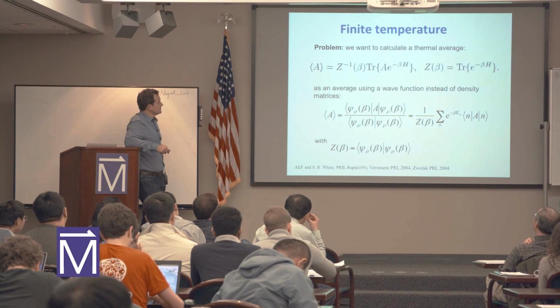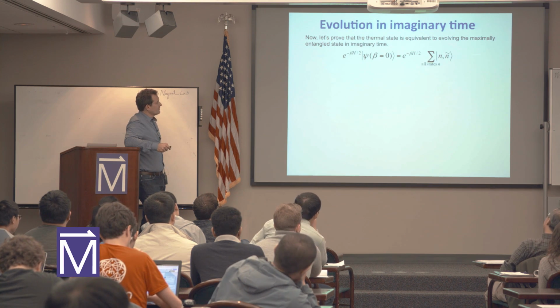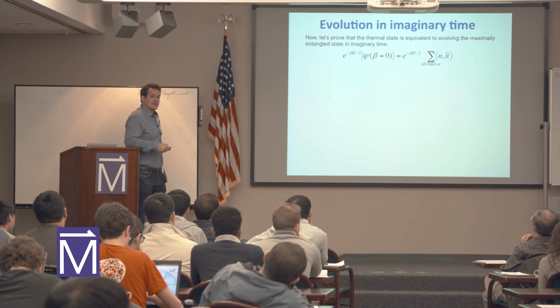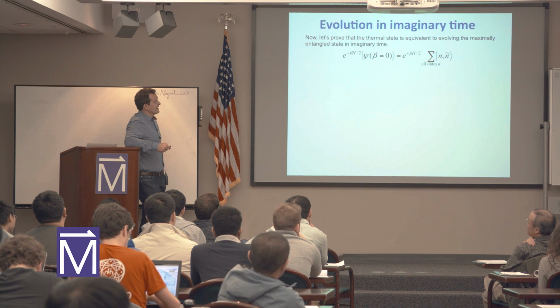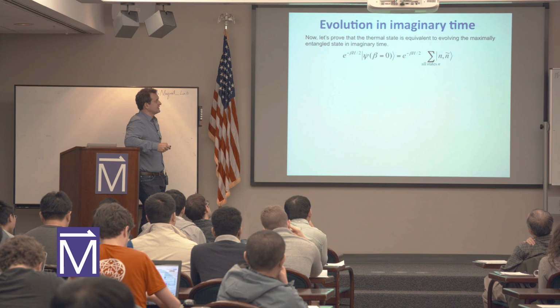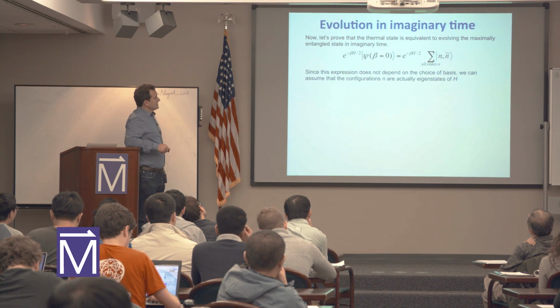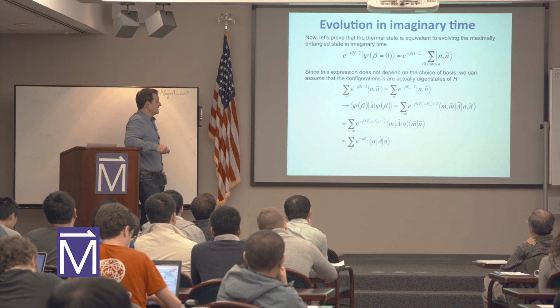So what state do we use? We actually use the following state. We start from the maximally entangled state at infinite temperature, and we evolve it with the exponential of the Hamiltonian times beta over 2. Beta is 1 over the temperature. The justification is all here. You can look it up. It's very simple and elegant.